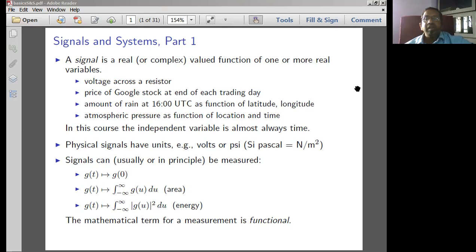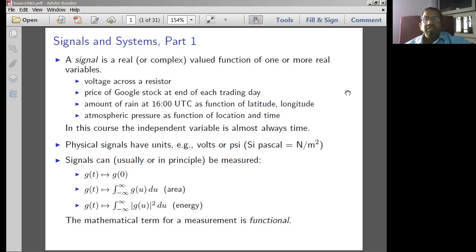See, for example, if an electrical engineer is there, for him, the voltage across a resistor is known as a signal. And for him, the current through a resistor is also known as a signal. When you go to the stock exchange, the price of the Google stock at the end of each trading day is a signal for him. Similarly, the amount of rain at a certain time period as a function of latitude and longitude is a signal for the weather forecasting engineer. Atmospheric pressure as a function of location and time is a signal for the atmospheric engineer. So like that, a signal is normally going to be represented in many forms, in many ways.